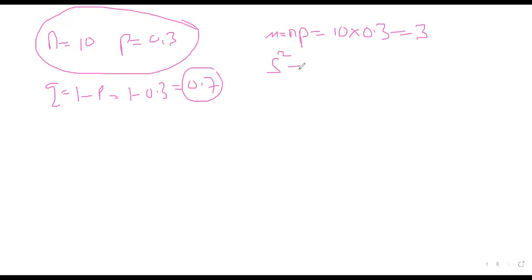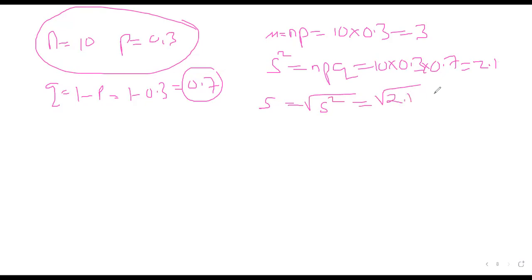What is our variance? npq. 10 times 0.3 times 0.7. So what we get is 2.1. What is our standard deviation? Square root of the variance. So square root of 2.1, we're going to get 1.449. I want this to sink in your head.